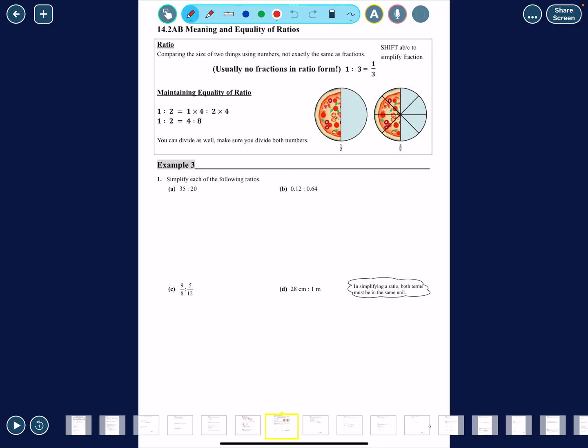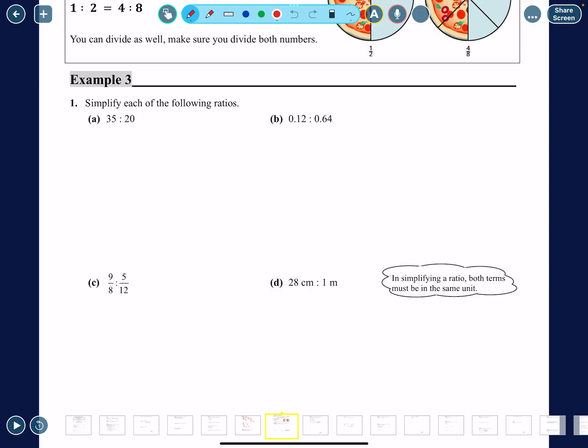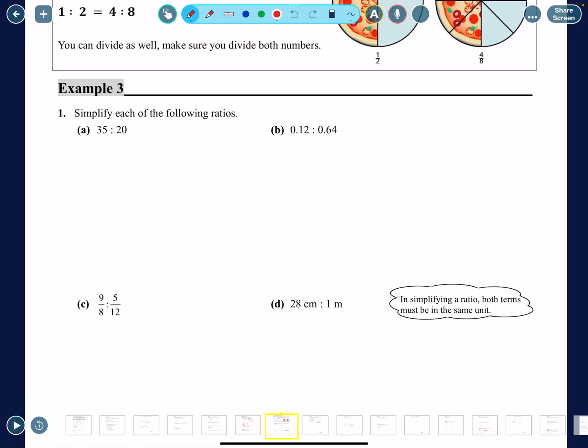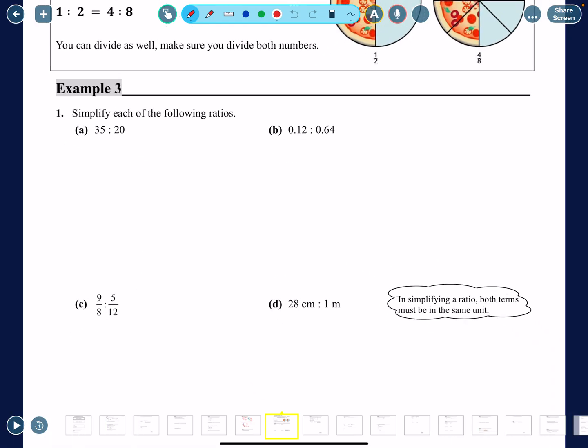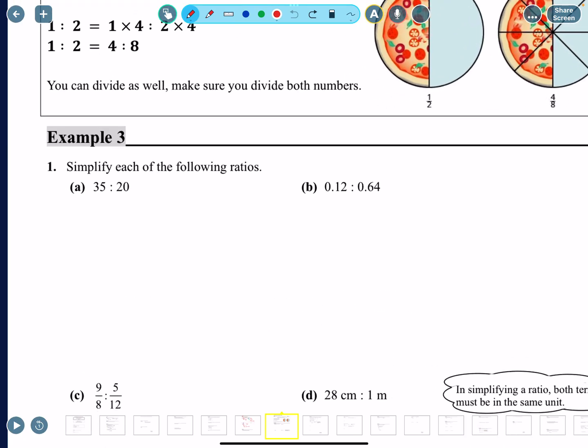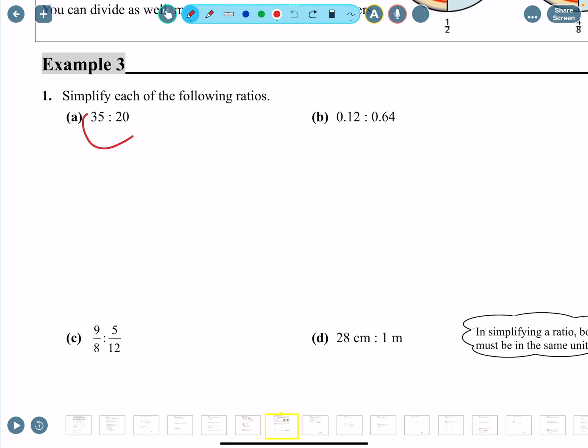Okay, so I'm going to move on to ratio. Ratio is important, so we know that ratio is kind of like a fraction, but more like comparing one with another. Okay, so ratio is in this form over here. This is not time, by the way. So this is ratio.